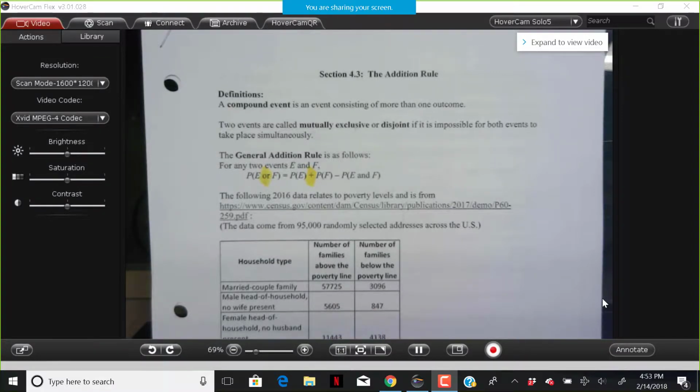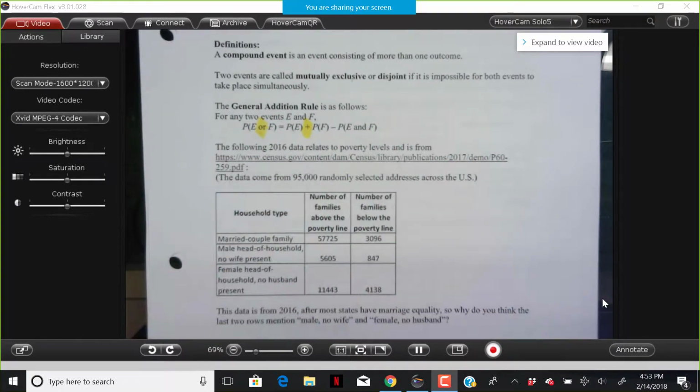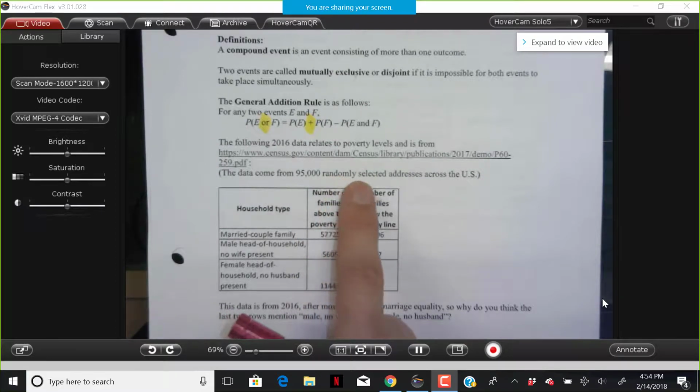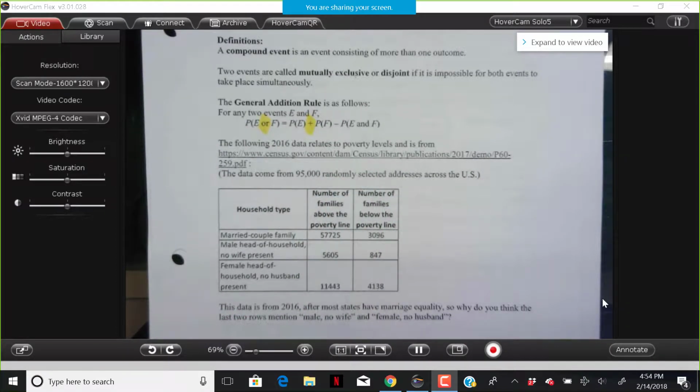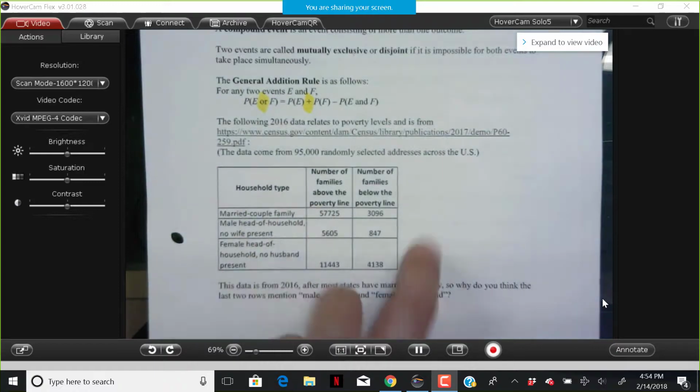Okay, so this table comes from 2016 data that relates to poverty levels and is from the census website. So I just give the website there. And they say in the description of the study that it's not 95,000 people, it's 95,000 randomly selected addresses across the US. So they picked an address at random. So they could get more than one person when they pick an address. Okay, and so these are some of the results here.